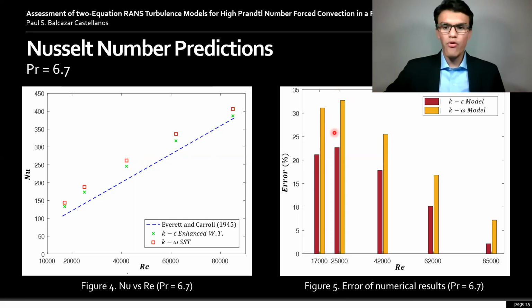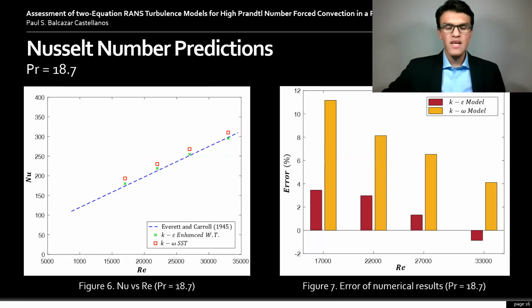In any case, both errors decrease with an increase in Reynolds number. And it is this characteristic or trend that we will see in the other Prandtl numbers that were studied. In the case of Prandtl equal to 18.7, we see that both turbulence models do a much better job in estimating the thermal behavior of the flow. K epsilon in red has errors lower than 4%, and the K omega still does a very good job with errors lower than 10%, which is very good for thermal predictions. Additionally, the error of both models still decreases as Reynolds number increases.